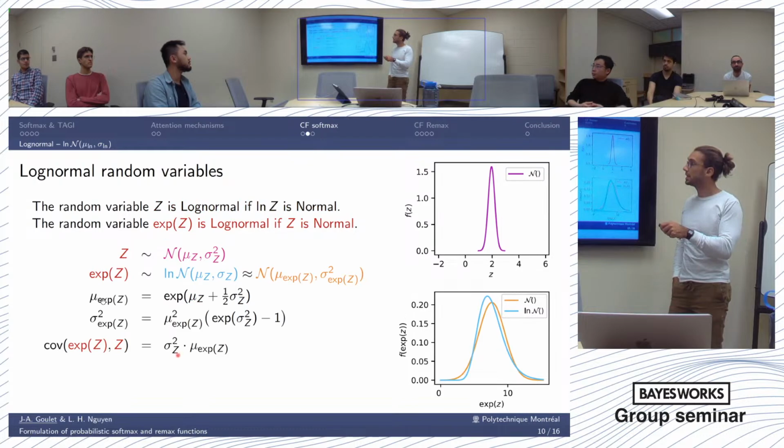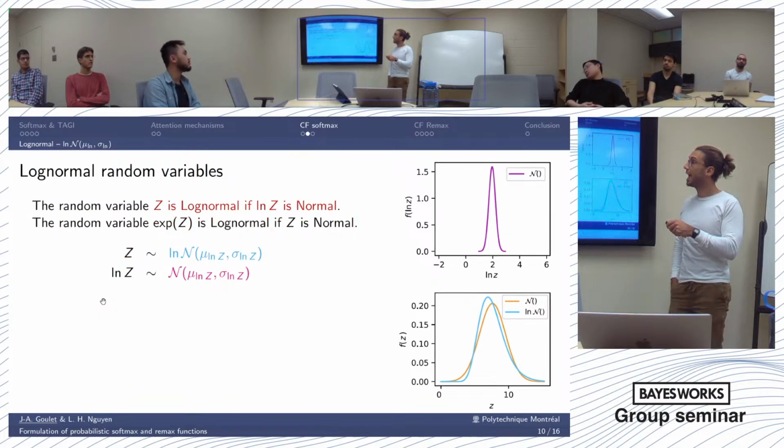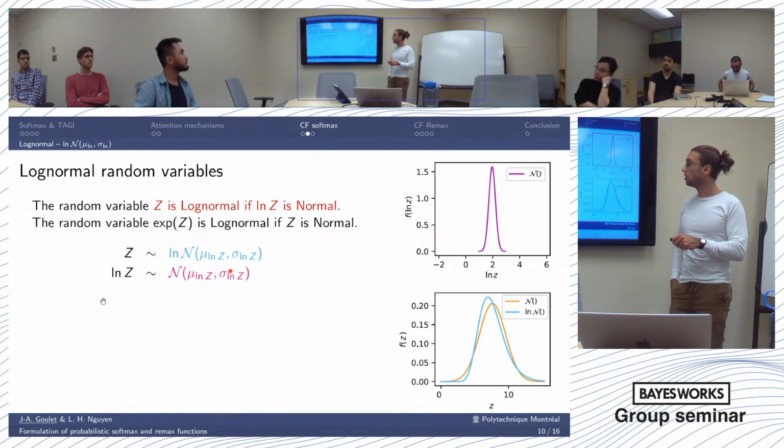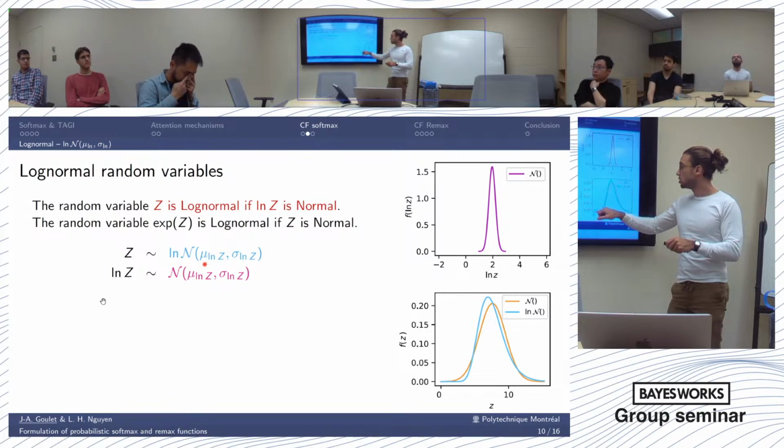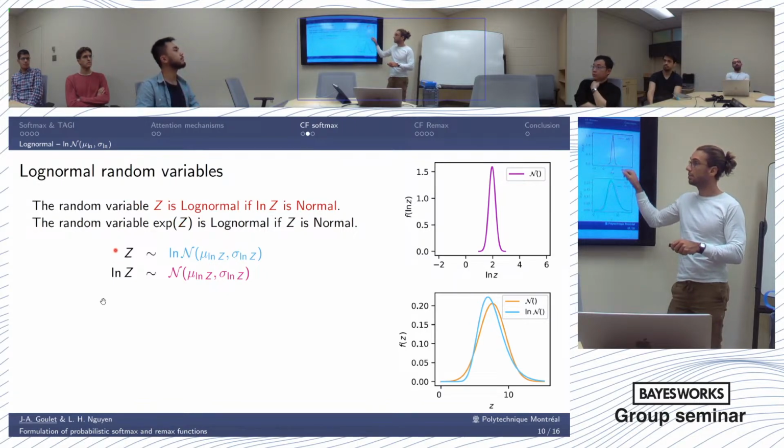Okay, so now we said that z is normal, and exponential of z is going to be log normal. Then we're going to look at the reverse statement here, saying that if ln of z is normal, then z should be log normal. So now we have ln of z, which is normal. Again, the same thing, so z should be log normal. These were kind of flipped compared to before.